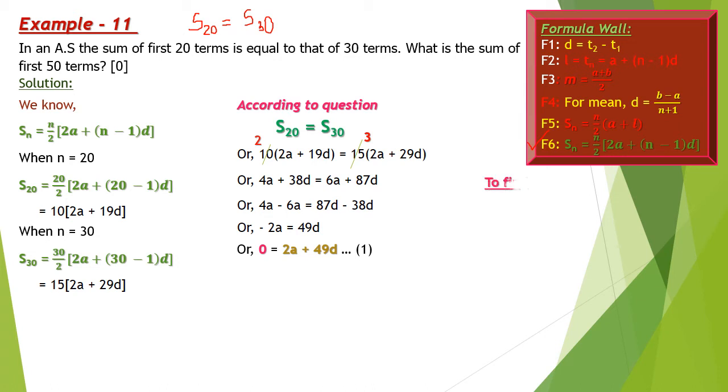Now we have to find the sum of 50 terms. So let's proceed. We know the value of n is 50. So Sn is equal to, we know the formula, that is formula 6. Now only we have the value of n, that is 50.